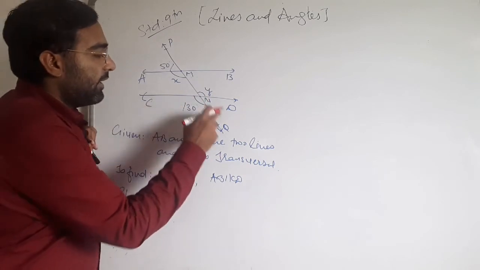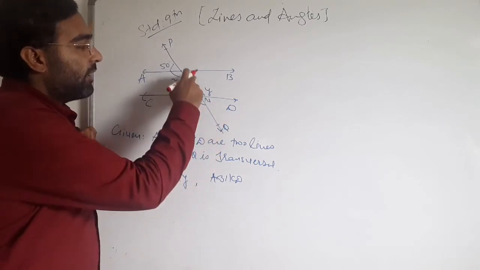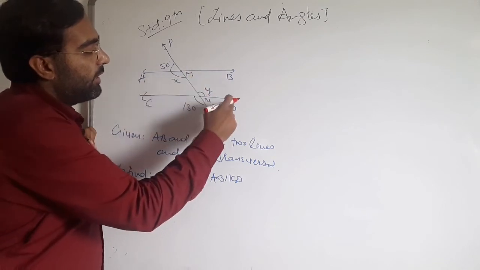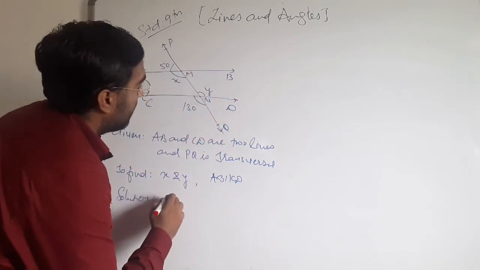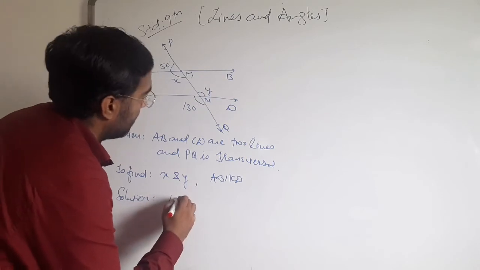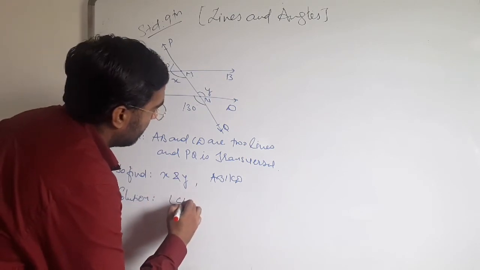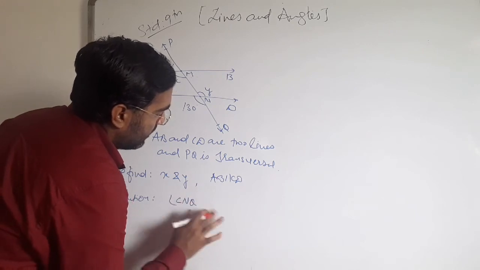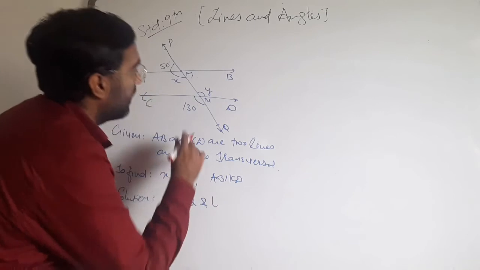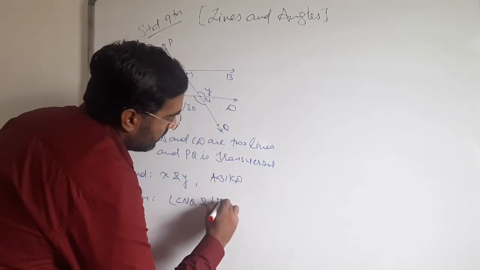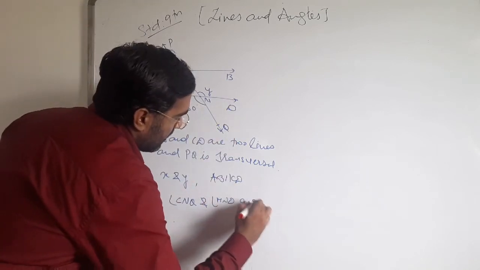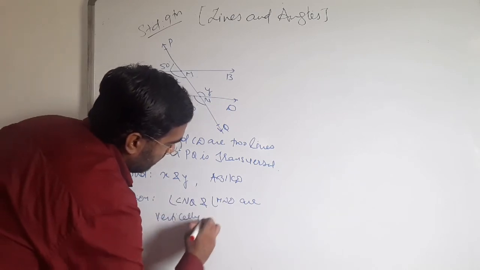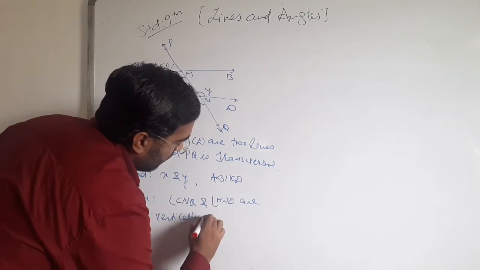Now angle CQ and angle MD are vertically opposite angles. Okay, you can see that.